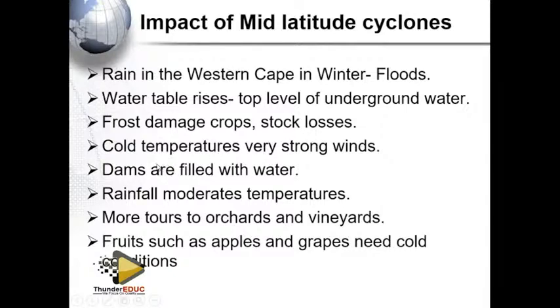We also know that cold temperatures are very, very strong. Cold temperatures are going to exist, and these cold temperatures are also coupled with very strong winds. You know, it's cold, strong winds. You'll find that trees are uprooted, buildings are put down, bridges are damaged. All those are going to come because of the strong winds.